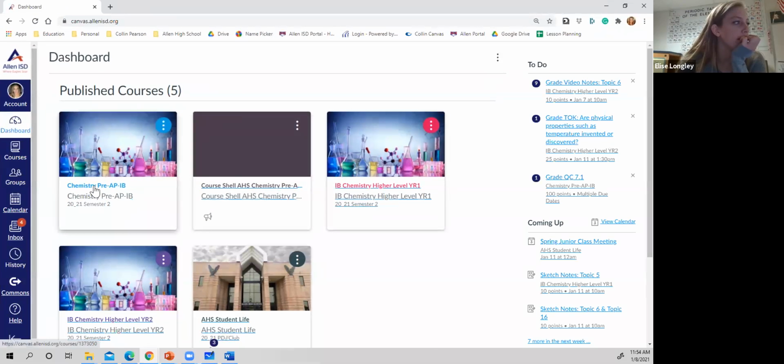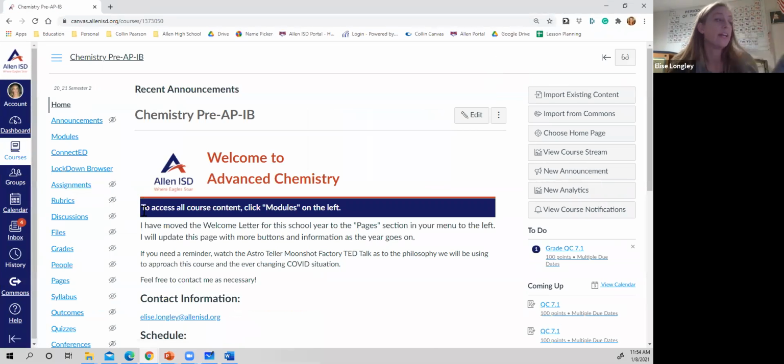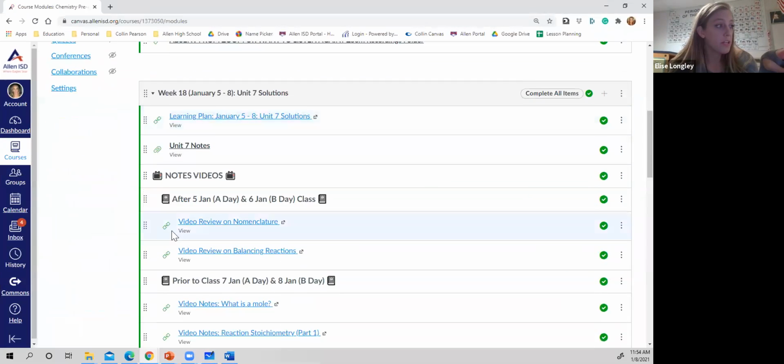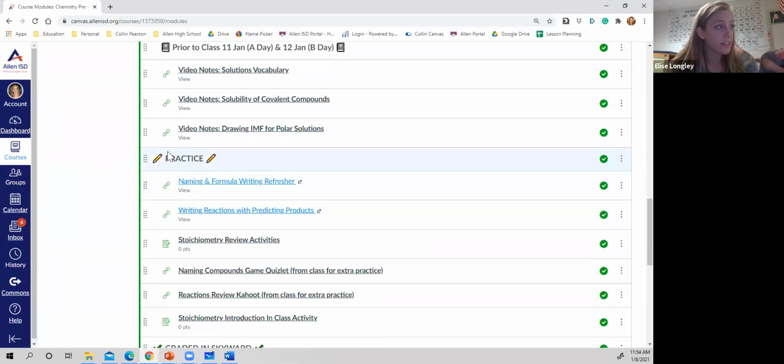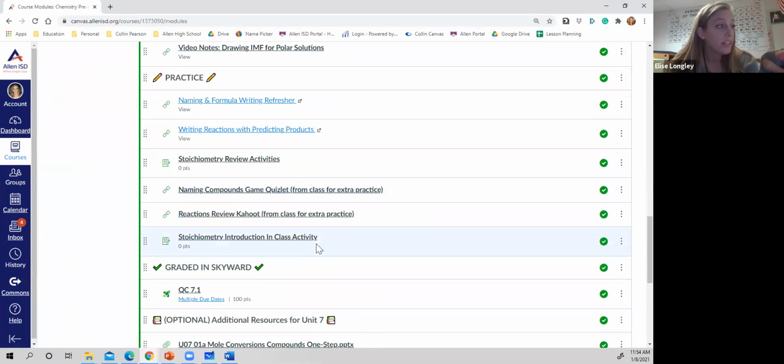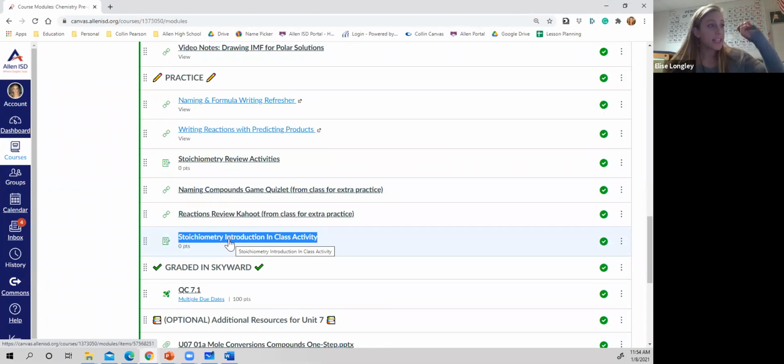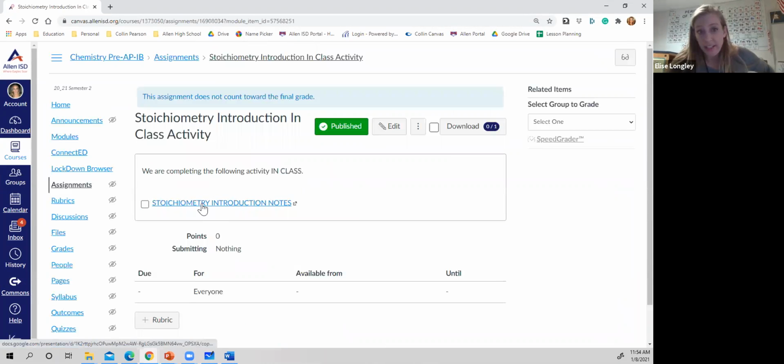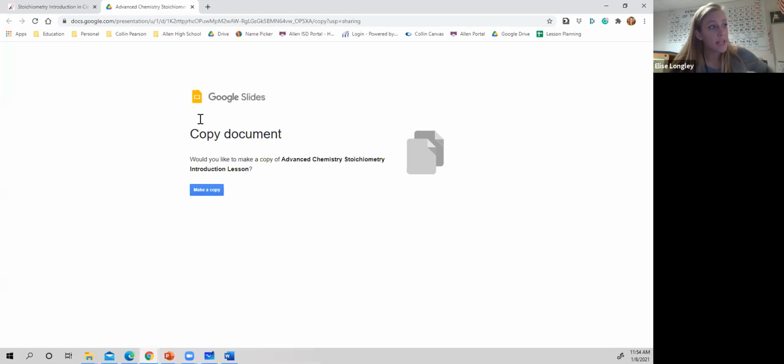Your Canvas, see how many things, so many courses. Oh my gosh. Okay. So modules, and you are going to come down and you see where it says in practice, AKA not graded, there is a stoichiometry introduction in class activity. These are what we did last class. They're there for you to practice if you need help. This is this class. So click on that, and then you're going to click on the link here. When you do that, it's going to say, hey, do you want to make a copy of your lesson? And you're going to say, yes, I do, because I want to follow along with Miss Longley like she asked me to. So you're going to click that.